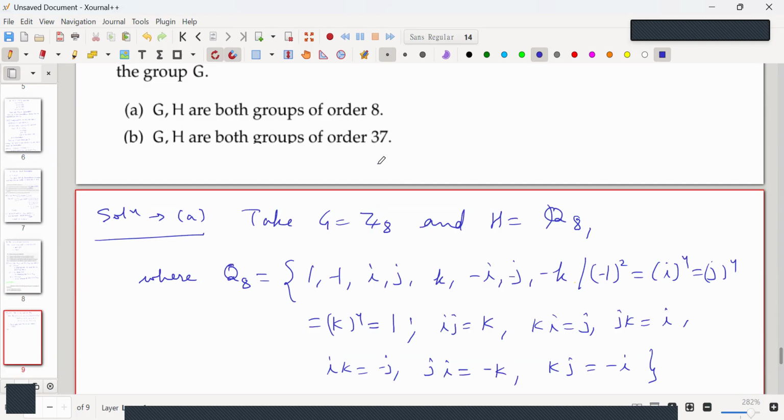So there are two coordinates. In one coordinate, you do calculations modulo 2, and in the other one, you do calculations modulo 4. So that group is not isomorphic to Z8, nor to Z2 cross Z2 cross Z2. And you can see that by just looking at the order of elements.